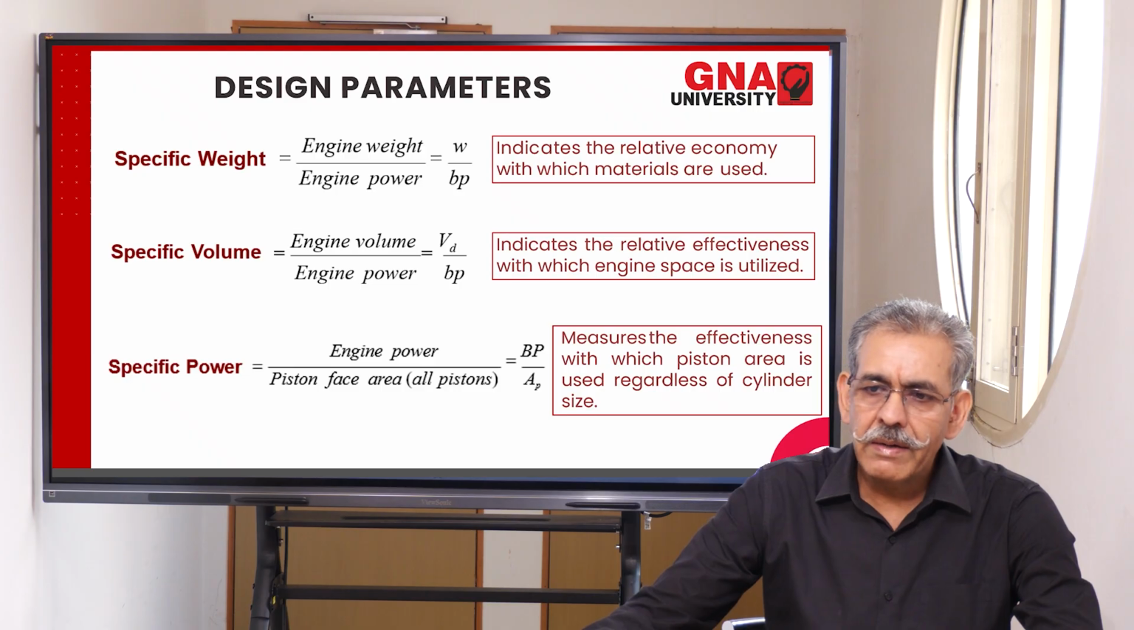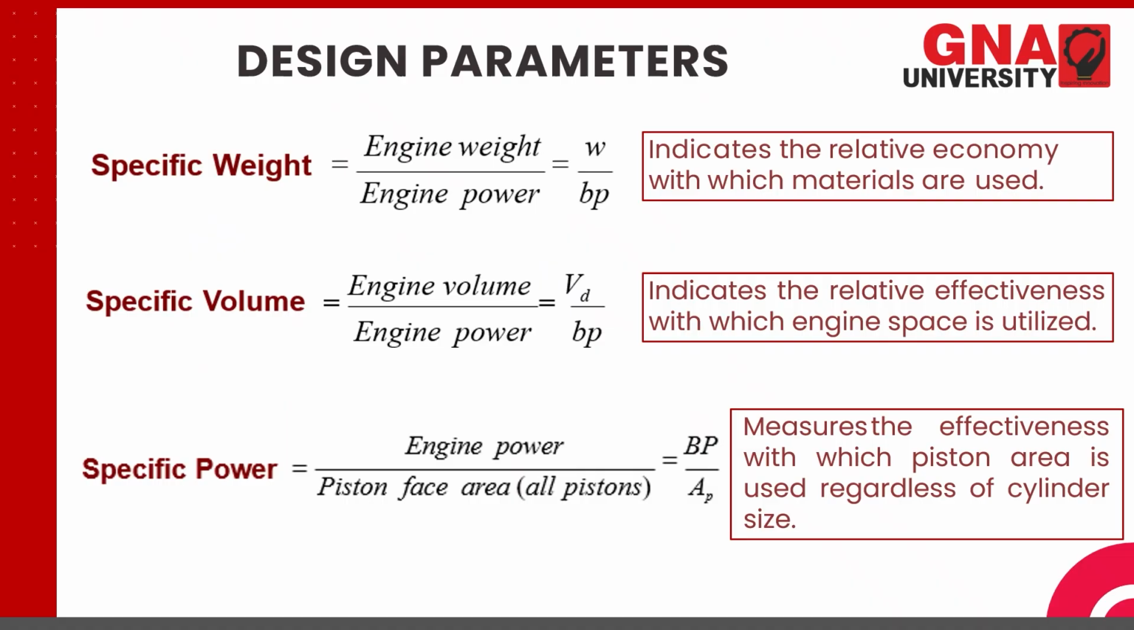Next, there are some other design parameters. First one is the specific weight. Specific weight indicates the relative economy with which materials can be used. So how the weight varies with power. Engine weight divided by engine power will give you the specific weight of an engine. Power can again be brake power or indicated power. If we take brake power, it becomes brake specific weight. If we take indicated power, it becomes indicated specific weight.